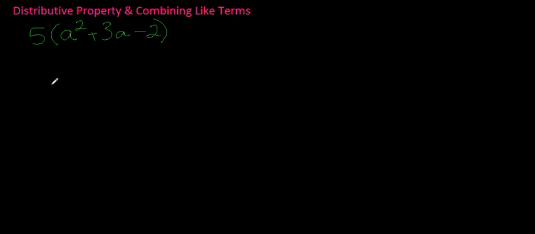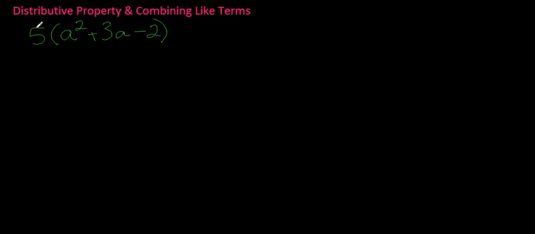This video is on the distributive property and combining like terms. If you recall, the distributive property means to multiply the number that is outside the parentheses by each term inside, keeping in mind to pay attention to the signs in front and the exponents of the variables.